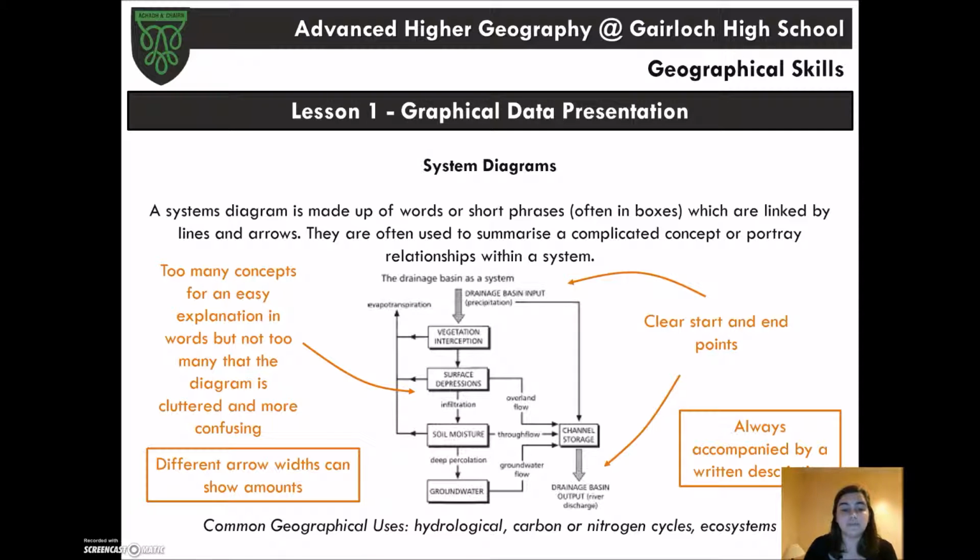Different things that we use these for. In geography, we use it for hydrological things, so that's to do with water. Different carbon and nitrogen cycles, they're often drawn as systems diagrams. Ecosystems, and you'll be able to think of another couple of examples and add them to your notes.